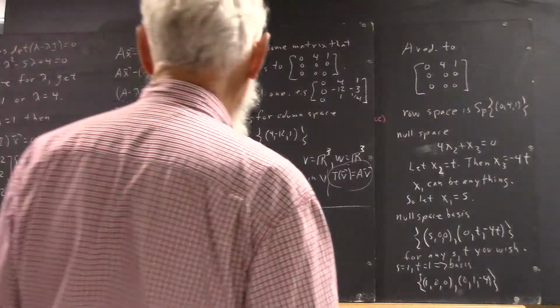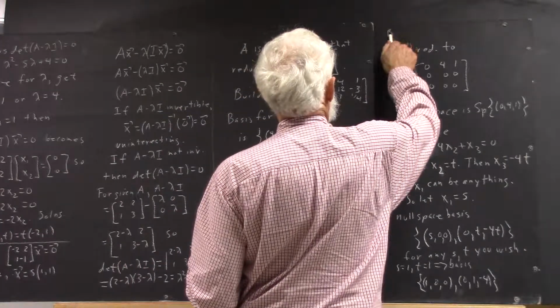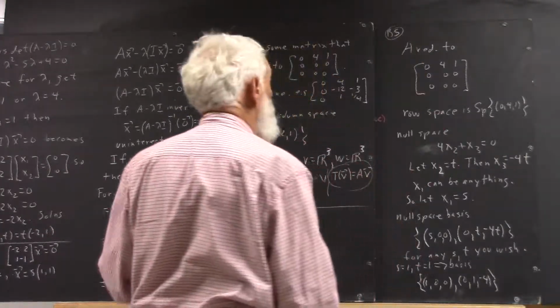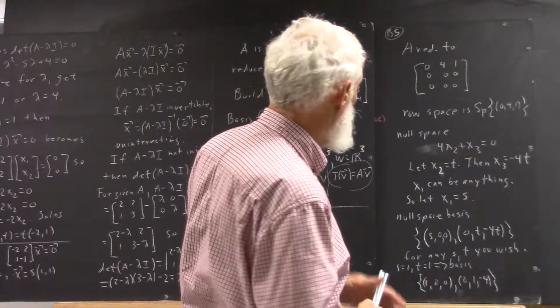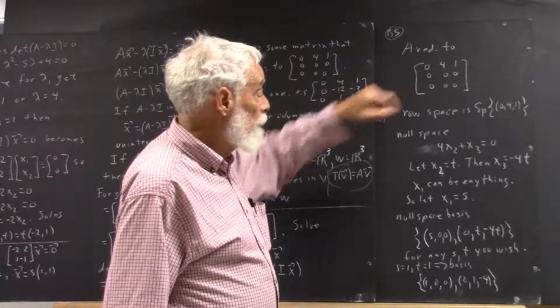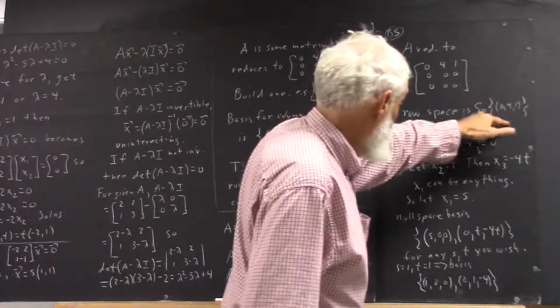Okay, a brief summary again. We'll put our brief summary symbol up here. Maybe I should have used B5 instead of BS, I don't know. Okay, matrix A reduces to this. That means here's its row space.